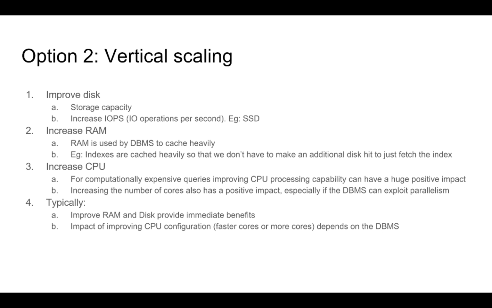And improving the disk means either increasing storage capacity in case we're running out of disk space, or to increase the number of I/O operations per second the database can do. For example, going in for an SSD over a hard drive or going in for a better SSD.